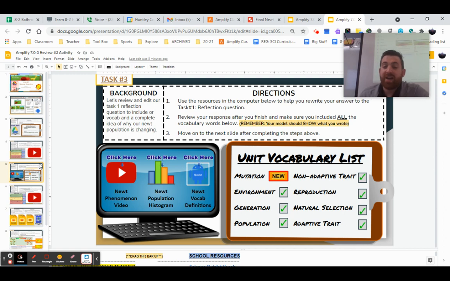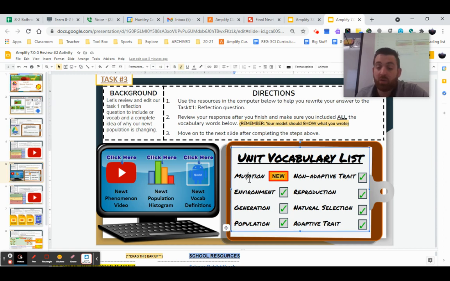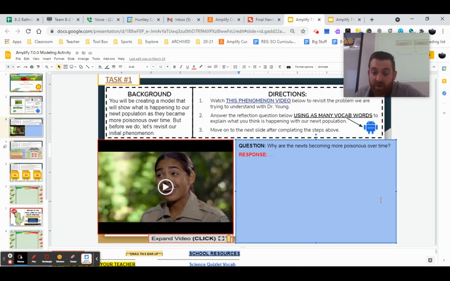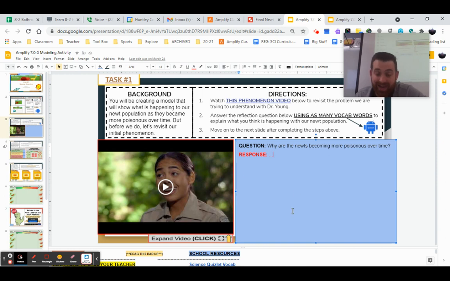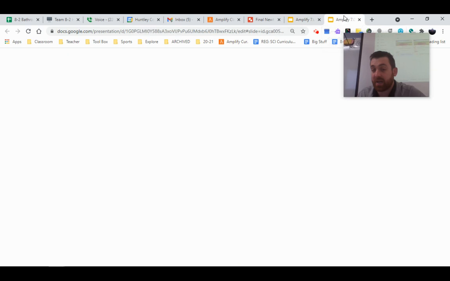When you revise your model, the first thing you need to ask yourselves is, did I use these 8 vocabulary words in my response? These are the 8 required vocab words that we should have in our response. Our new vocab word that we'll be adding, it used to be 7, but our new one is mutation. So we should be going back in here and checking, do I have all these vocab words in there? Do I now have a way to add this mutation in there, and how do I add it, so that I can explain why my newts are becoming more poisonous over time?